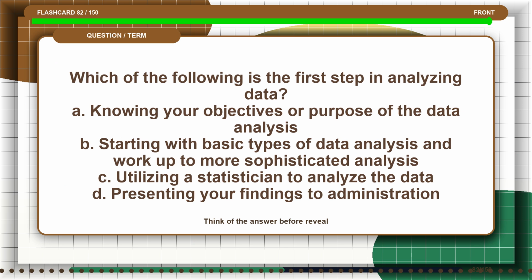Flashcard 82. Which of the following is the first step in analyzing data? A. Knowing your objectives or purpose of the data analysis. B. Starting with basic types of data analysis and work up to more sophisticated analysis. C. Utilizing a statistician to analyze the data. D. Presenting your findings to administration. Think of the answer before the reveal.